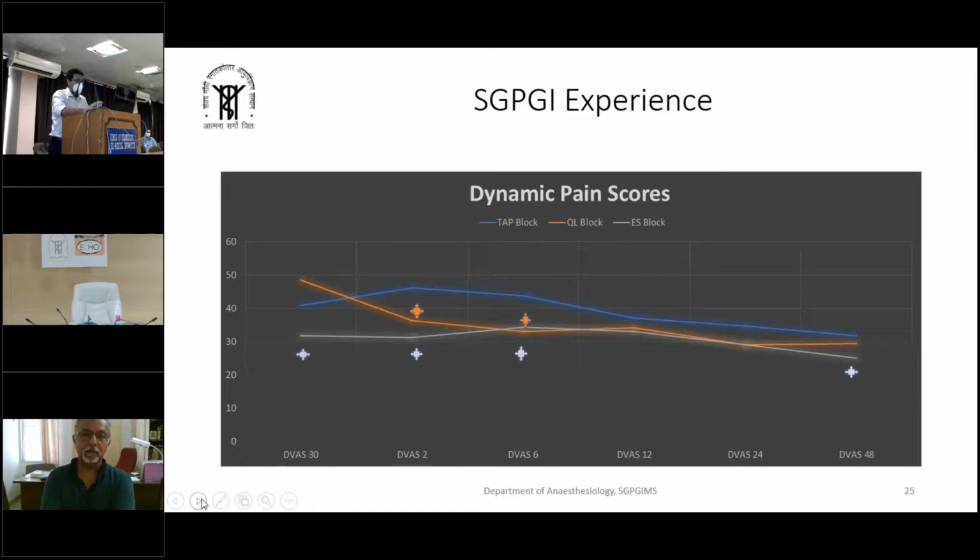For the dynamic pain scores, the same pattern emerged. Apart from the 30-minute time period, the TAP group reported maximum dynamic pain scores. The ES group, at all time points apart from 6 hours, reported the least dynamic pain scores. When we talk about statistical significance, we found that the ES group reported significantly reduced dynamic pain scores at 30 minutes, 2 hours, 6 hours, and 48 hours. The QL group had significantly reduced dynamic pain scores at 2 hours and 6 hours.